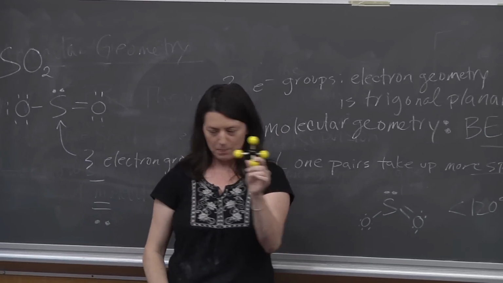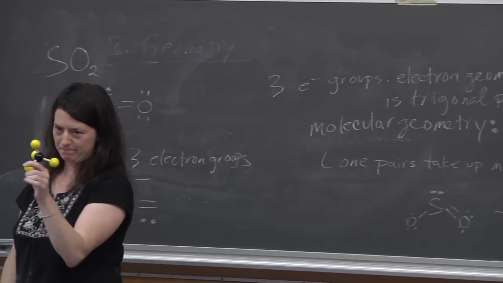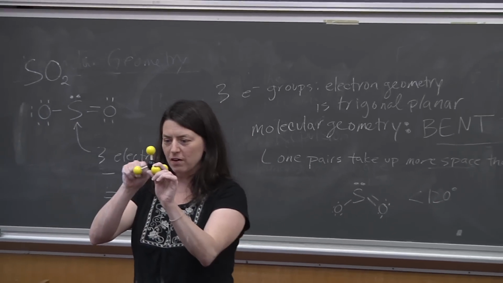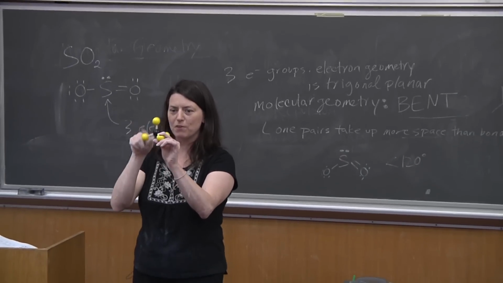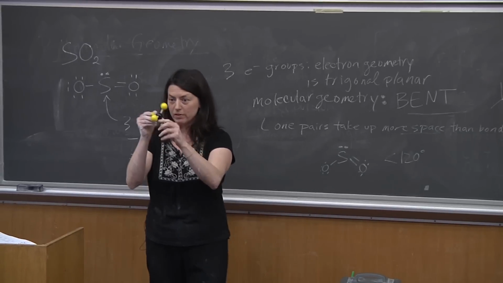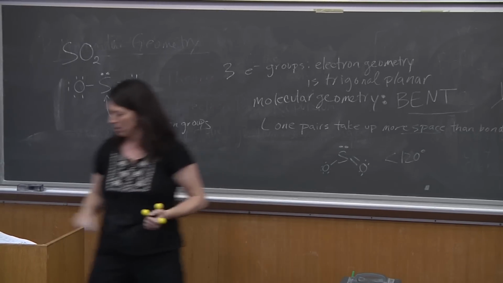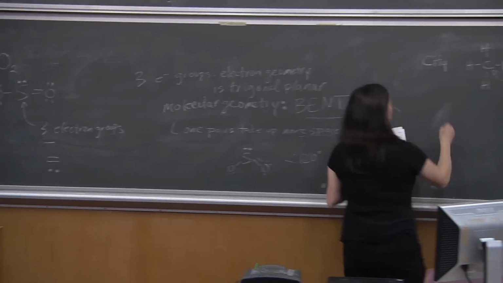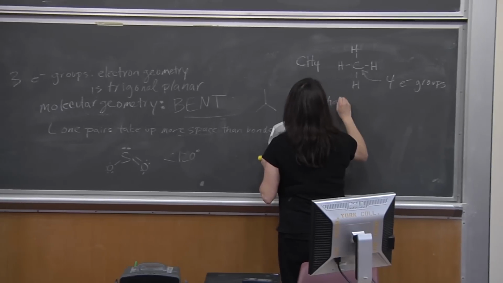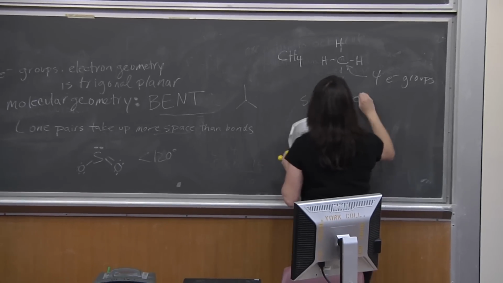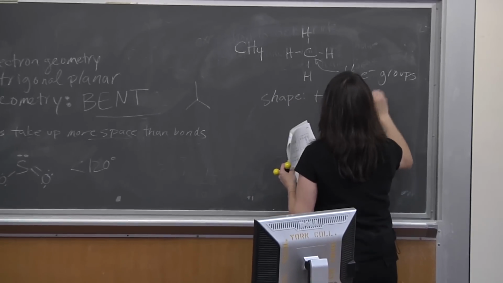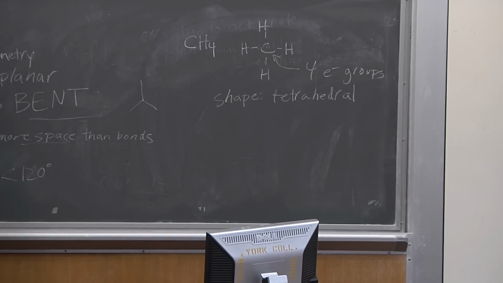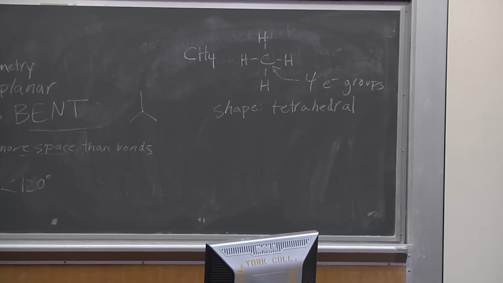So this shape is called a tetrahedron. This is actually the optimal shape for these four sticks getting as far apart from each other as possible. And they're equal. It's totally symmetric. So the shape is called tetrahedral. The noun would be, it is a tetrahedron.